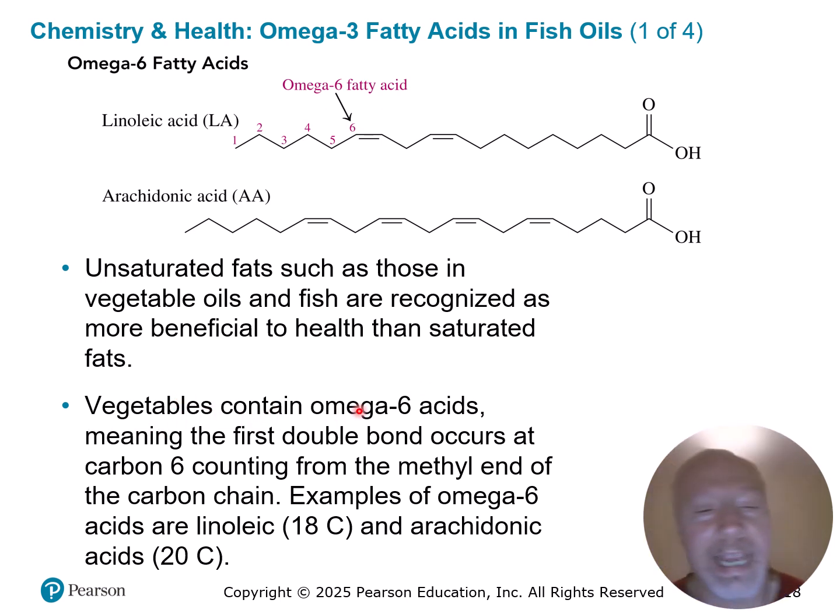Now, vegetables contain omega-6 acids, which is what we see with linoleic acid here, and arachidonic acid, which is in meats. So it's not just vegetables. So for an example of omega-6, we see that right in front of us. Both of these are omega-6. We'll see some omega-3s in a second here.